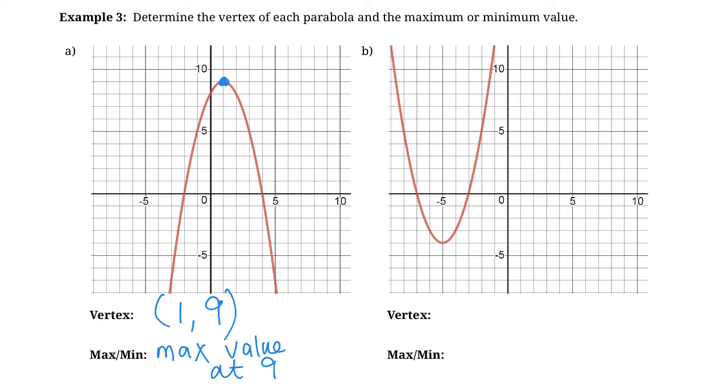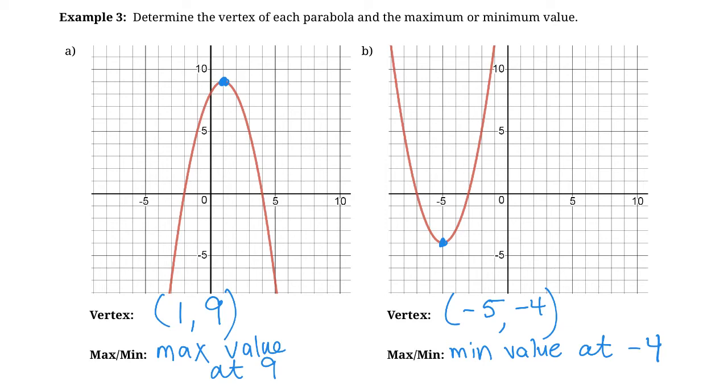We're going to do the same thing with graph B. We're going to identify our vertex, which is down here at the very bottom. And as a coordinate point, that would be -5, -4. So this time, do we have a maximum or a minimum? Well, because our vertex is located down at the bottom of our parabola, it's the lowest value on our parabola, this is going to be a minimum. So we are going to state our answer as minimum value at -4. Again, we're only pinpointing or focusing on the y value of our coordinate point.